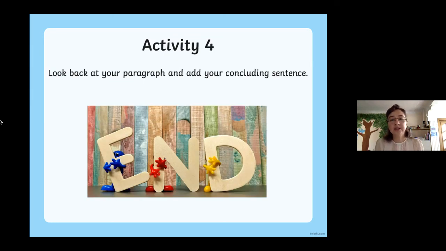Now, this is our final activity for today's lesson. Look back at your paragraph and check if you have a concluding sentence. If you don't, please add your concluding sentence. If you think it's not good enough, just paraphrases your topic sentence, please try to improve it. You have got like 1 minute for this activity.